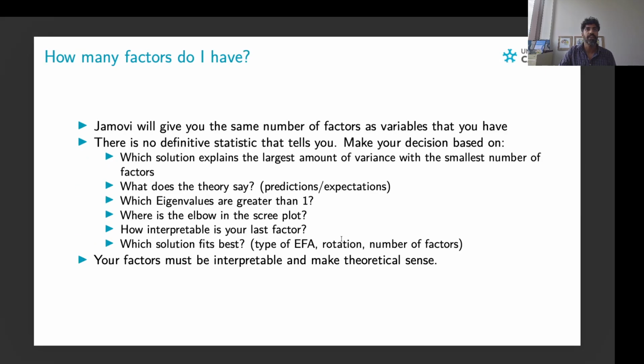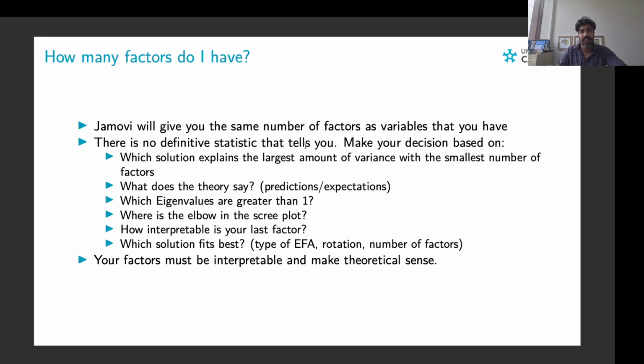We've done that question. So how many factors do you have is the big question. Jamovi will give you the same number of factors as variables that you have. So that's what we were emphasizing before. If you have 12 variables in your survey, you'll have 12 factors.